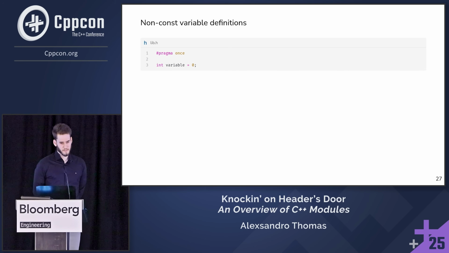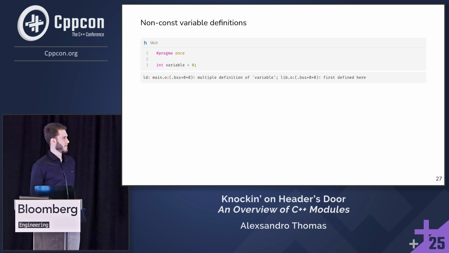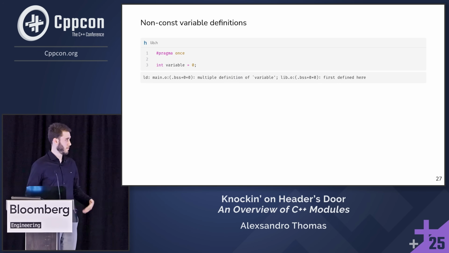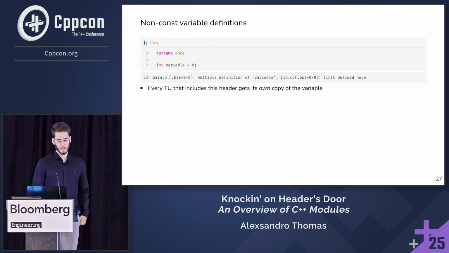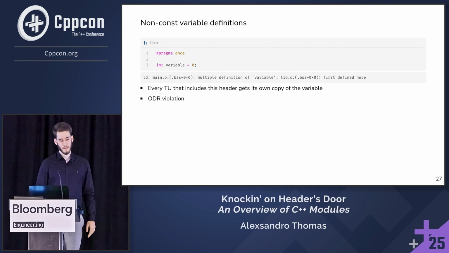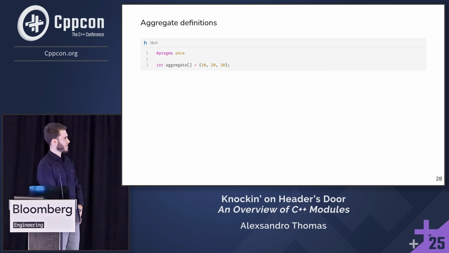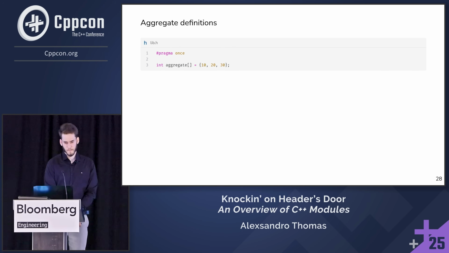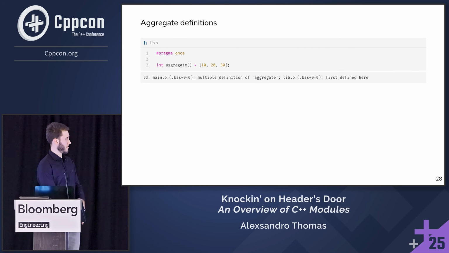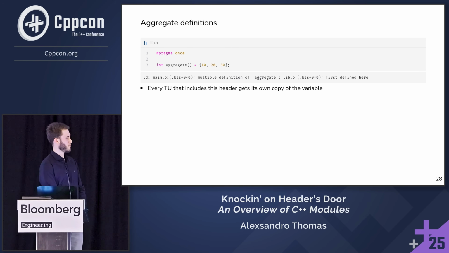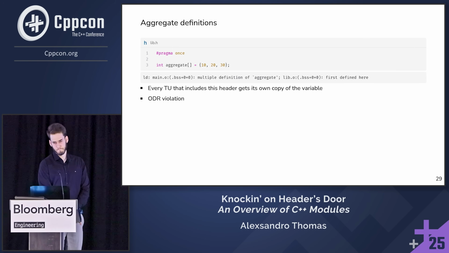For non-const variable definitions, you get a similar situation. When you try to compile multiple files using that and then link them together, your linker is going to tell you that there are multiple definitions of variable. And the reason is that every translation unit that is included in that header gets its own copy of the variable, and that's an ODR violation. Aggregate definitions, your beautiful types that are defined with the aggregate constructor, they also get the same problem. If you try to link that, there will be multiple definitions in the multiple files, because every translation unit gets its own copy, and that's an ODR violation.